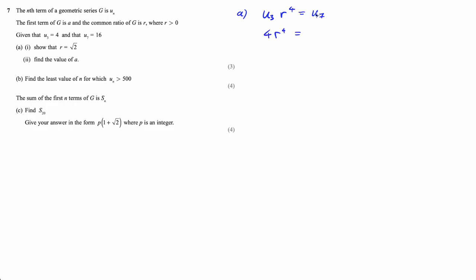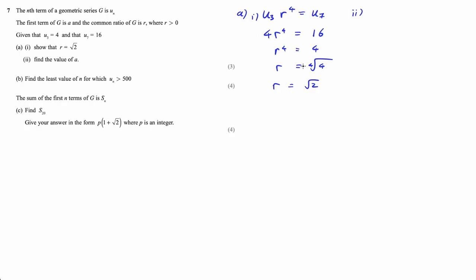to 16. So r to the 4 is equal to 16 divided by 4, which is 4. R is equal to the 4th root of 4. The 4th root of 4, guys, is equal to root 2. Okay, you can do that also, everyone, with the formula a r to the n minus 1 and sub in your things in simultaneous equations, but I think mine was a bit faster.